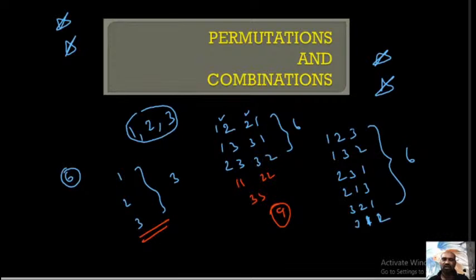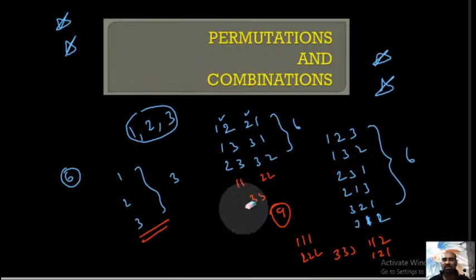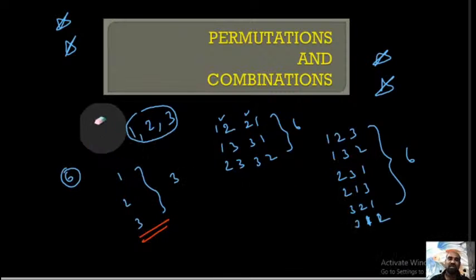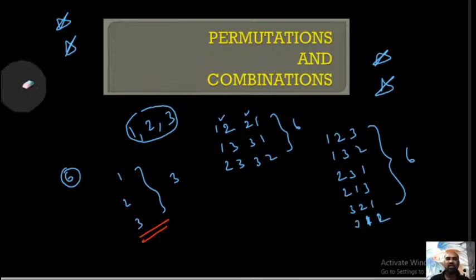Here what happened? 111 we will get, 222, 333, 112, 212, like that we will get several. How to count, I will explain later. So the first thing is, when repetition is not allowed, how to count the things; that is case 1. If repetition is allowed, how to count the things; that is case 2. First of all I want to explain the things through examples.